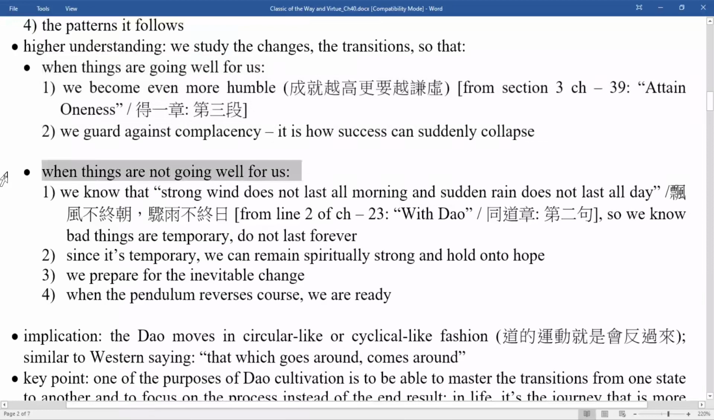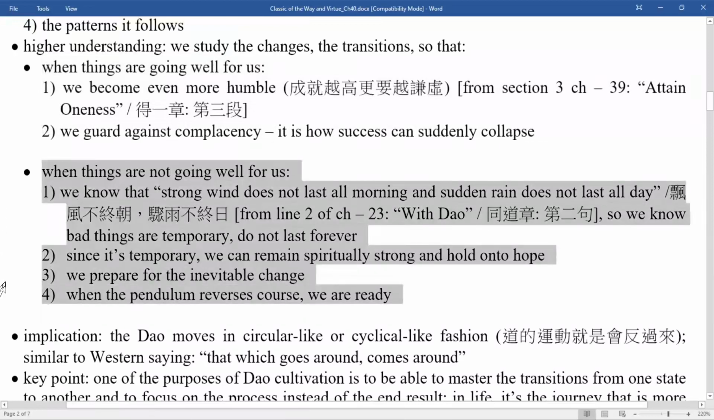Now, what about the yin side, the negative side, when things are not going well for us? First, we know that strong wind does not last all morning and sudden rain does not last all day. That's from line 2 of chapter 23 of the Tao. So we know bad things are temporary and do not last forever. It's just like the strong wind, which is considered not normal, in this case negative. Strong winds are bad, they have bad effects. And sudden rain means downpours, huge thunderstorms. They don't last all day. So we should know that these are extreme events.